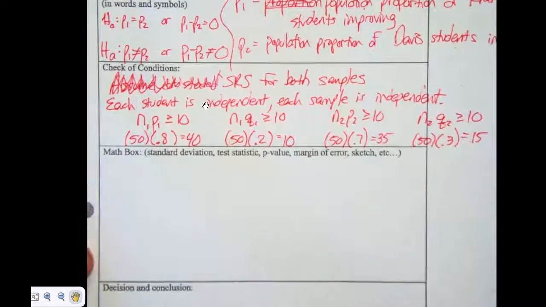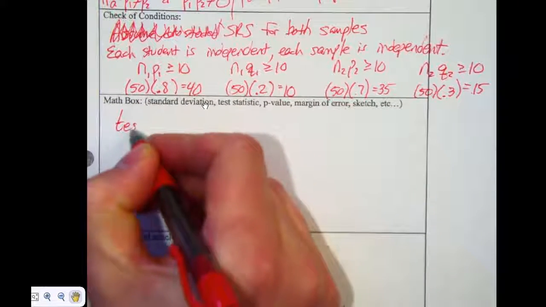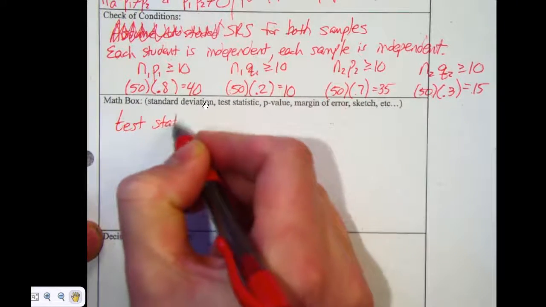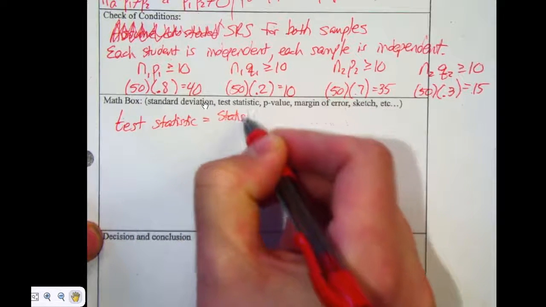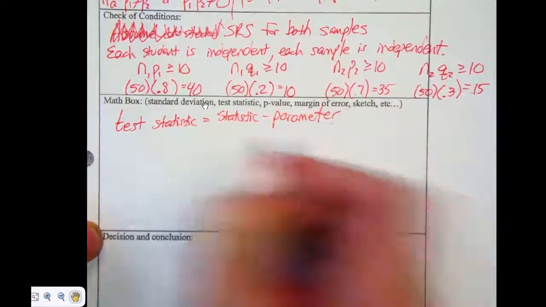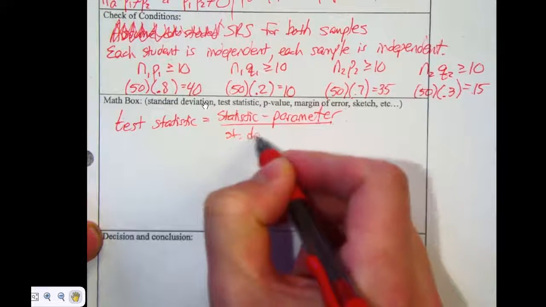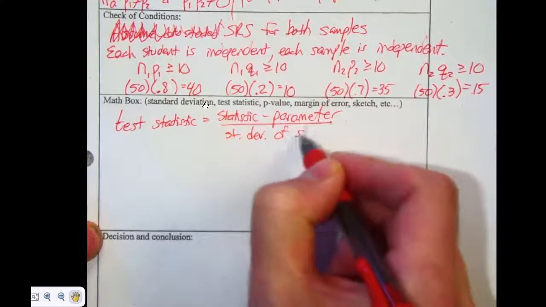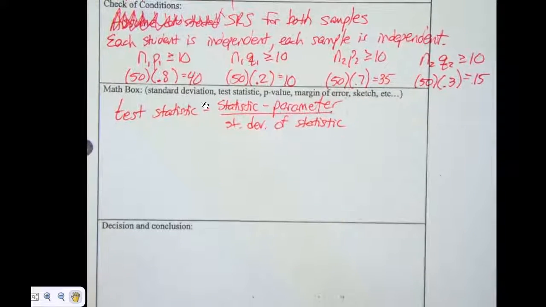Alright, so what's the first thing that goes in the math box? Test statistic. Do you guys have formula sheets readily available? No. That's okay. Statistic minus parameter over standard deviation of statistic. That's your general form, right?